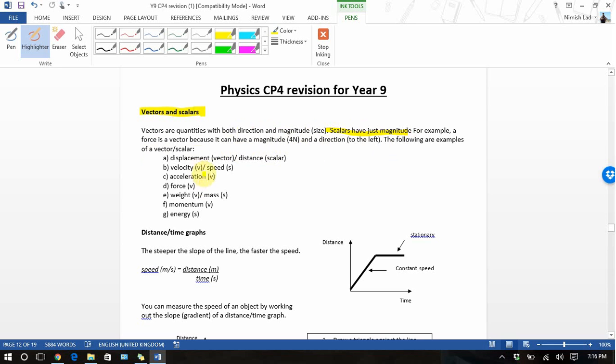So the following are vectors and scalars. You've got displacement, that's a vector, distance, scalar. Velocity, vector, speed, scalar. Acceleration, vector, force is a vector, weight is a vector, mass is a scalar, momentum is a vector, and energy is a scalar.